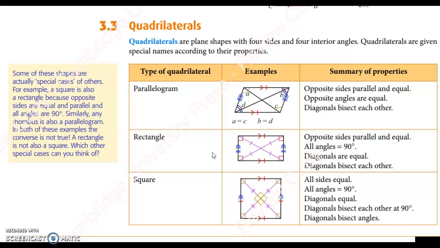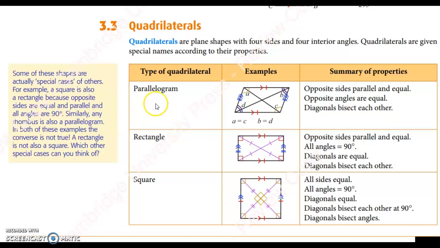Okay, quadrilaterals are plane shapes with 4 sides and 4 interior angles. If a triangle has 3 sides and 3 interior angles, then the quadrilateral is another level of plane shape, which has 4 sides and 4 interior angles. Quadrilaterals are given special names according to their properties.